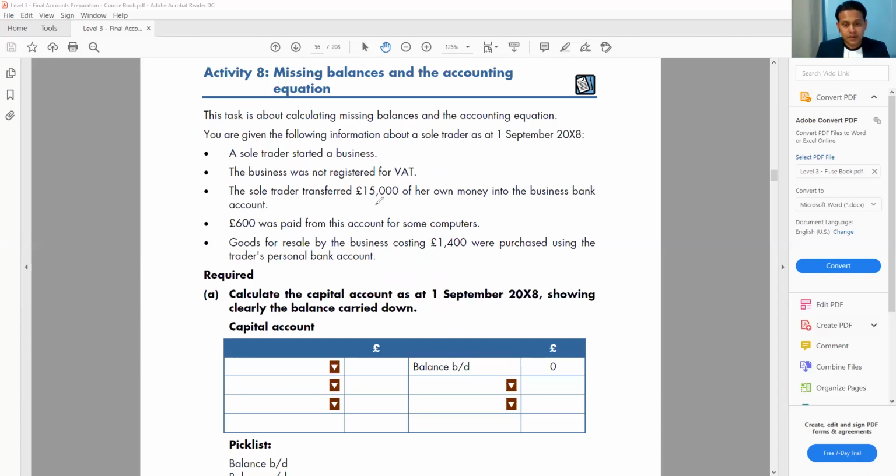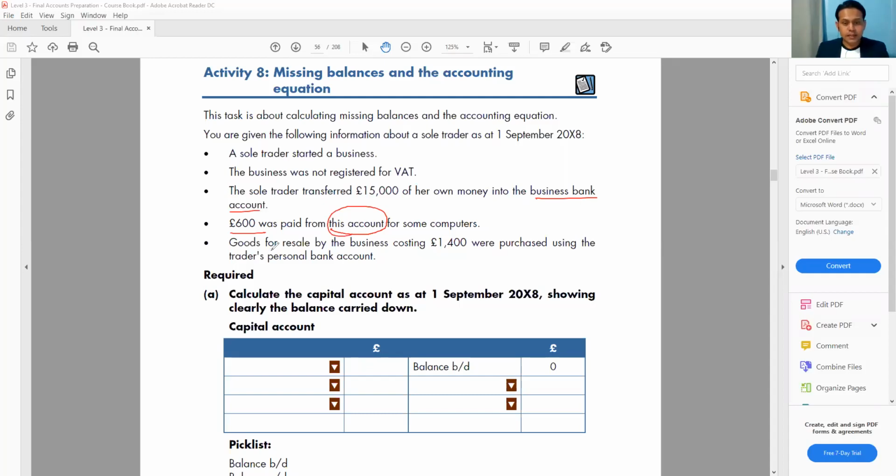The sole trader transferred 15,000 of her own money into the business bank account. So this is the capital, isn't it? If you introduce any of your own money into the business account, this is your capital. 600 was paid from this account for a computer. Remember this one: this account means the business bank account. So that means this is not your capital. Don't think that maybe the owner paid the 600 and it will be part of the capital. Actually, it is not. 600 is paid from the business account, so this is not your capital at all.